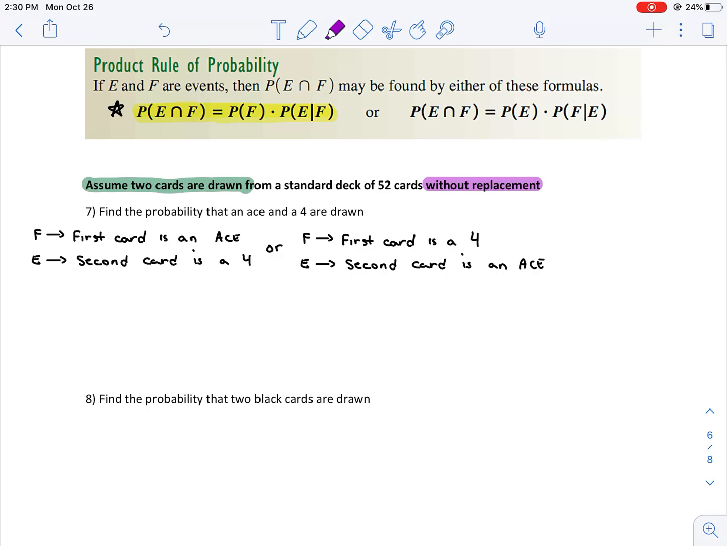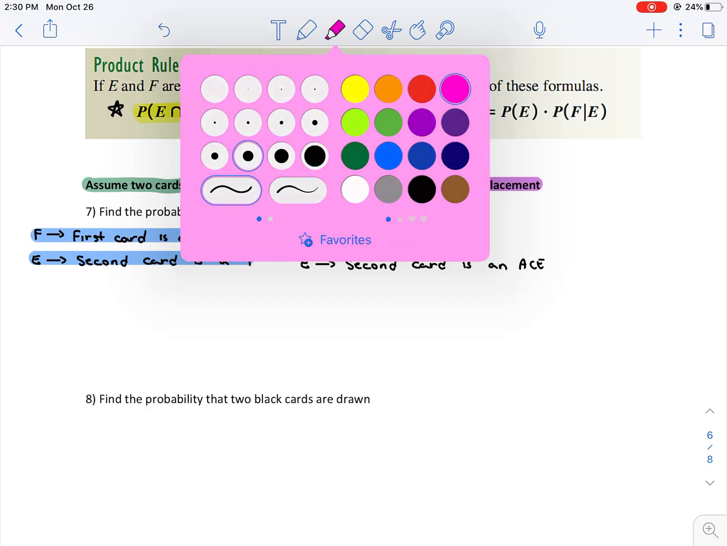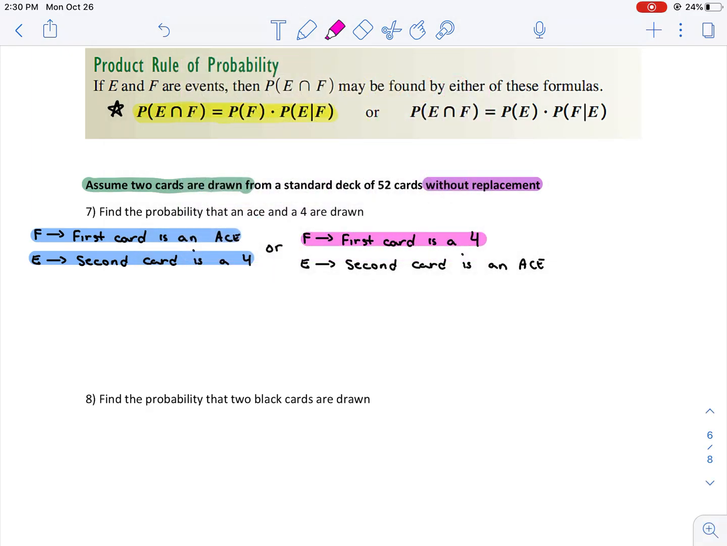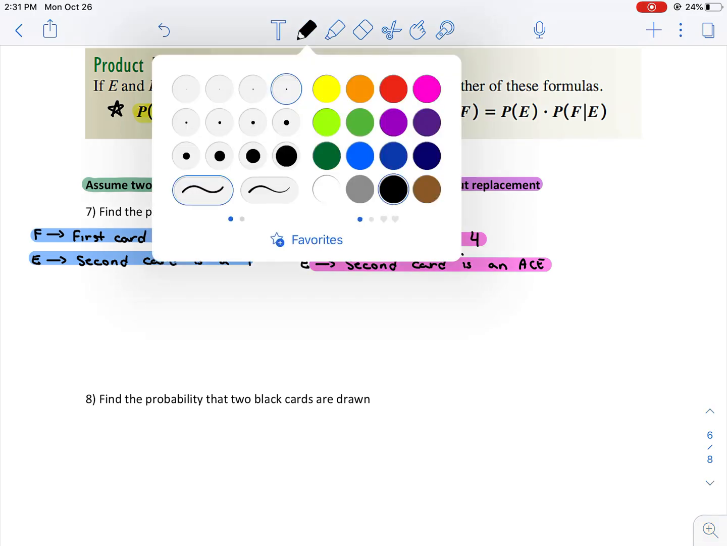So we want to find the probability that when we are done with the experiment, we have an ace in the hand and a 4 in our hand. So that can happen 2 ways. We can select the ace first, then we can select the 4, or we can select the 4 first, then we can select the ace. No matter how it happens, after we're done with the experiment, we have an ace in our hand and a 4 in our hand. So let's start with the statement that I highlighted in blue.